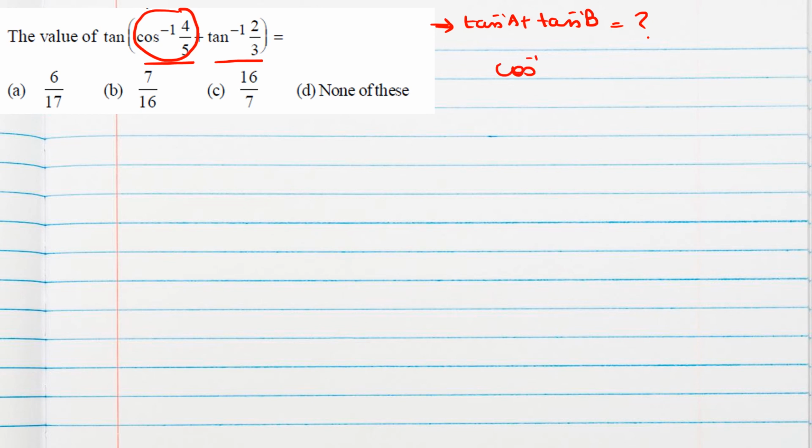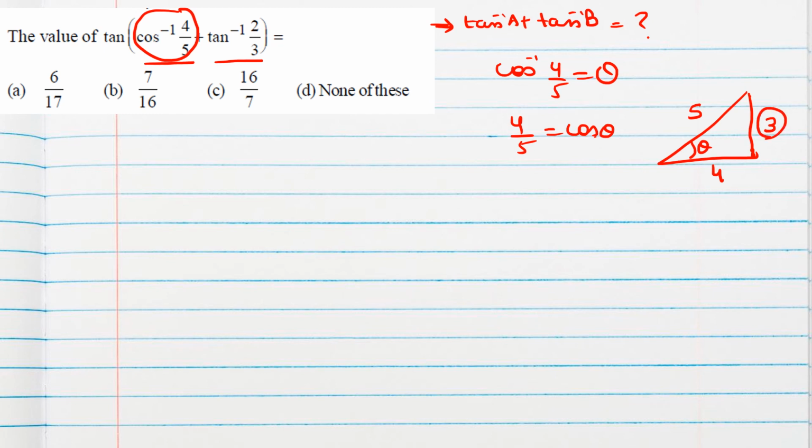For that, we can suppose cos inverse 4 by 5 as theta. So 4 by 5 will be cos theta. If you draw a triangle, this we can consider as theta. Cos means adjacent by hypotenuse, so this will be 4, this will be 5. This will surely come as 3 because we know 3, 4, 5 are Pythagorean triplets. You can use the Pythagoras theorem also to find this side.